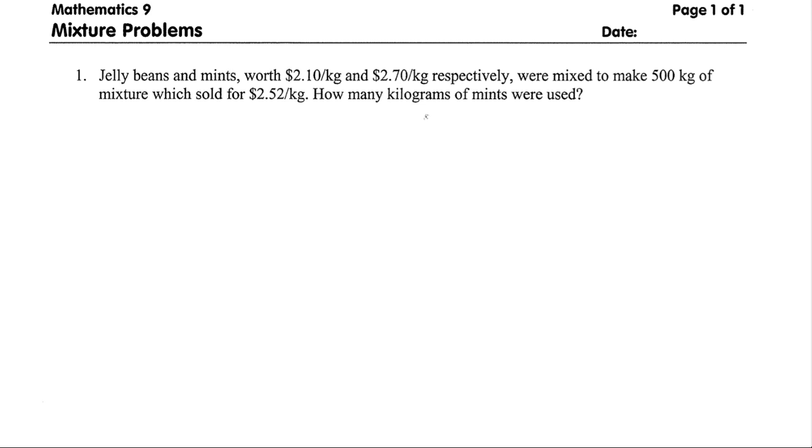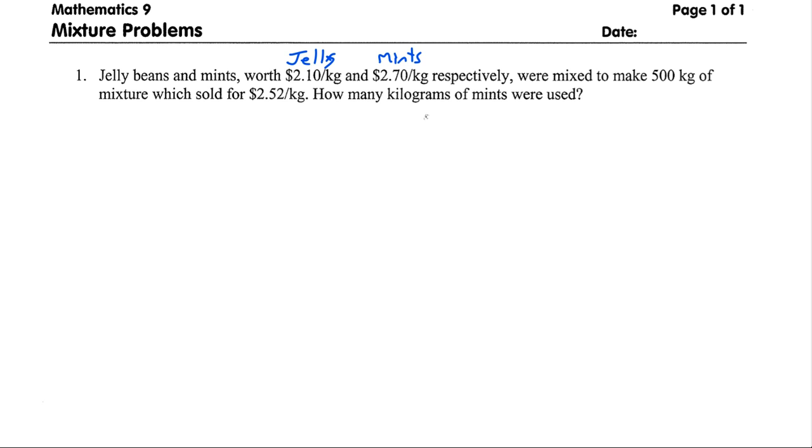This video is for solving equations, word problems to do with mixtures. Okay, so let's read the question. Jelly beans and mints worth $2.10 per kilogram and $2.70 per kilogram respectively. So that means this is the jelly beans and this is the mints. Okay, they were mixed to make 500 kilograms of mixture, which sold for $2.52 a kilogram. How many kilograms of mint were used?